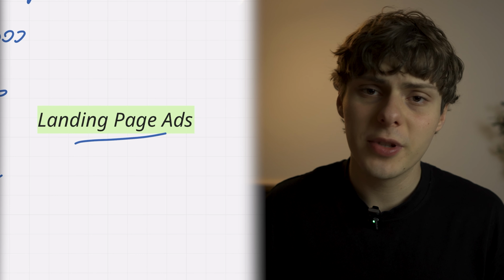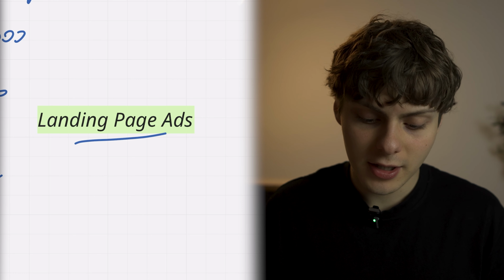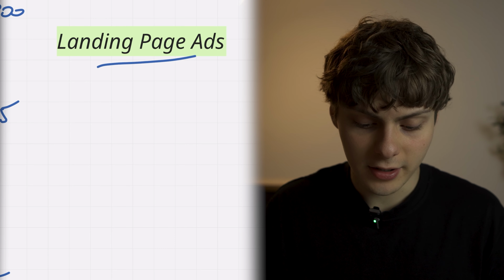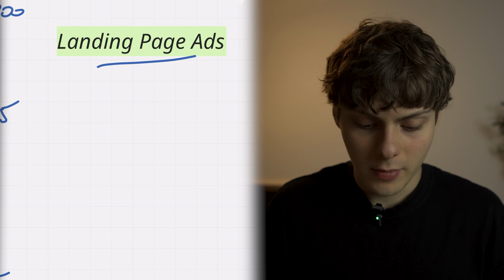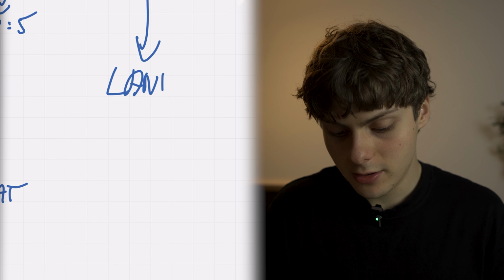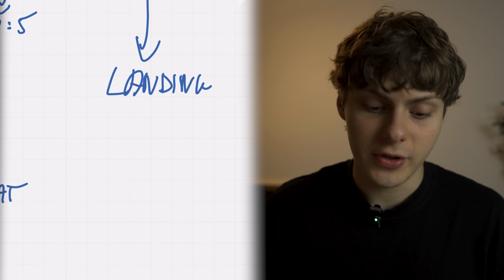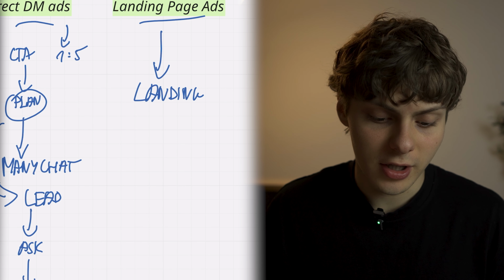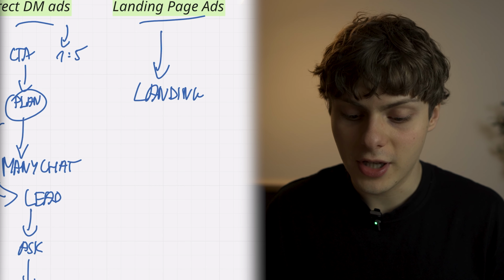And at the end, probably the most common one, so just landing page ads. And the way it works is that you pay Instagram to get people off Instagram to some kind of landing page. And because you take people out of Instagram, of course it's more friction than just following someone or DMing them.